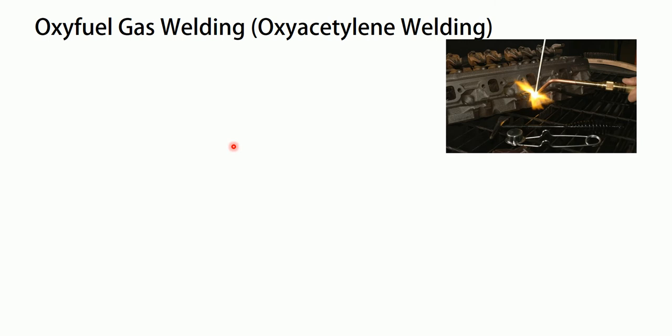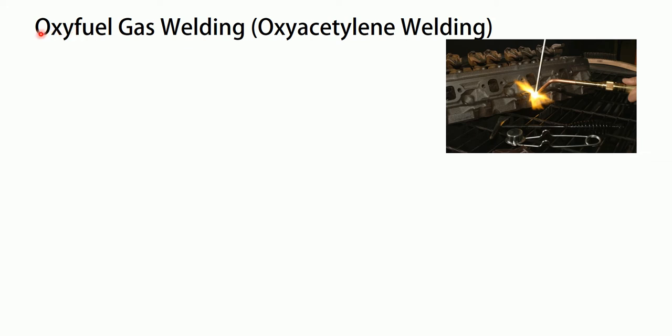Now let us see the first type of joining process, which is called welding. And in welding, we will see the oxyfuel gas welding process. Oxyfuel gas welding process, in which, as the name suggests, oxyfuel means it is the combination of two gases. Out of those two gases, one will be oxygen.